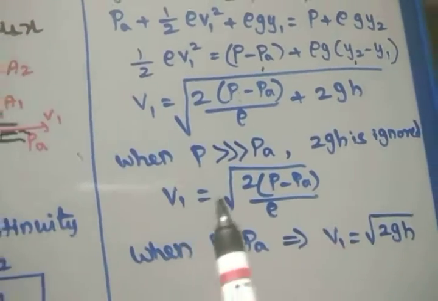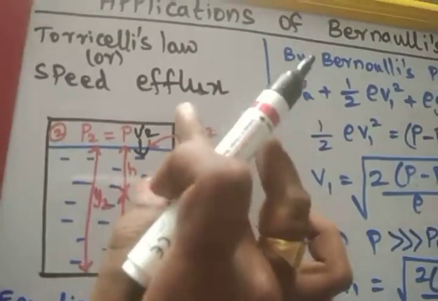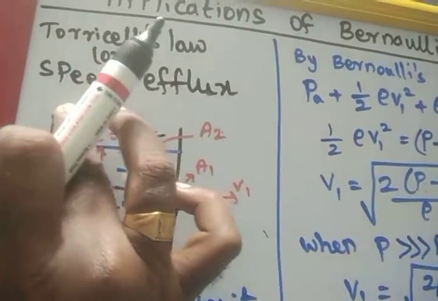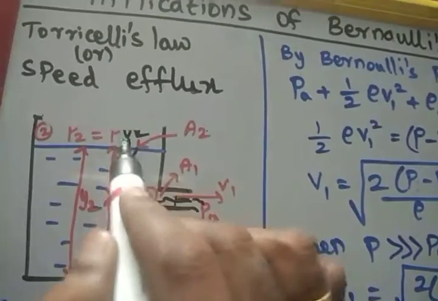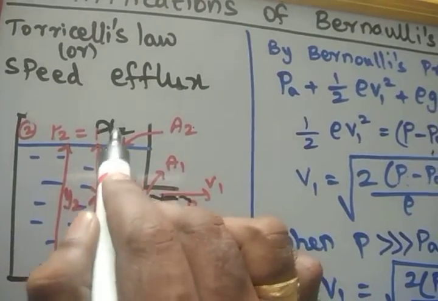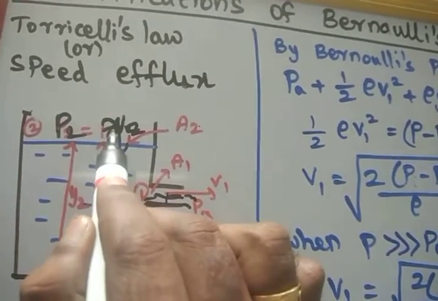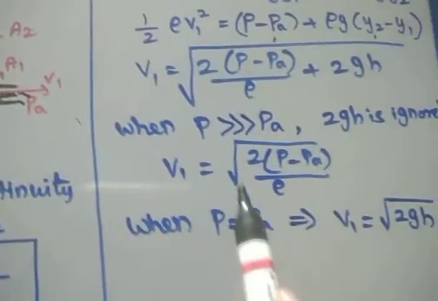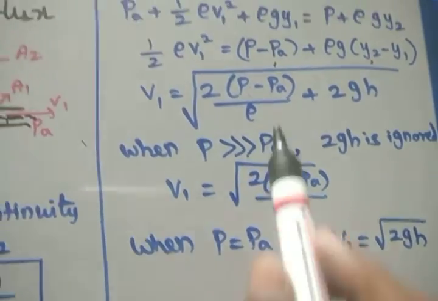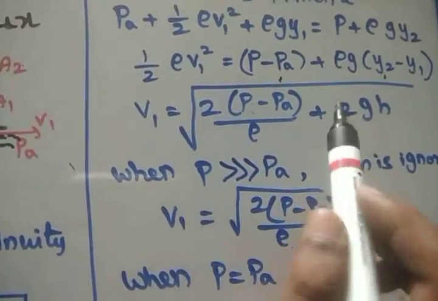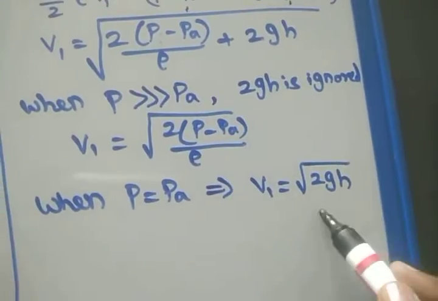Now if you open this tap, and the top is open space, then the pressure P is equal to PA. When P is equal to PA, this term will vanish and become 0, and only root of 2 g h comes.